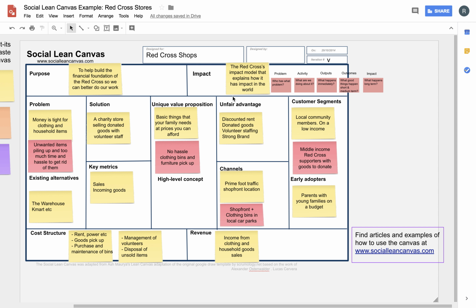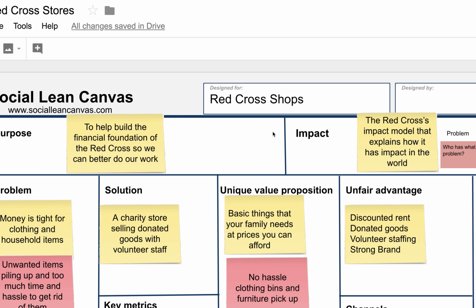And unfair advantage. What advantages have we got that will help us succeed in the face of competition, or just succeed in general? What are our superpowers that we have? So let's get stuck in, starting with purpose.